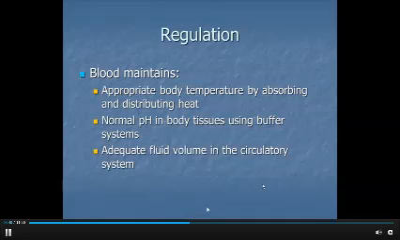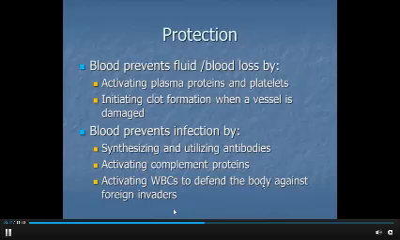We already talked about maintaining normal pH, and multiple buffer systems work here. We will talk about the regulation of pH in the third term after we cover kidneys and lungs. Finally, it's very important for us to maintain normal fluid volume so that the circulatory system can work appropriately, and the blood plays a role here as well. Protection. What is it protecting us from? You're immediately thinking of microorganisms, whether that's bacteria or viruses.